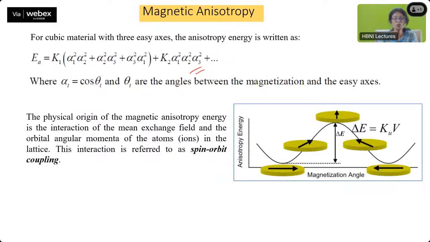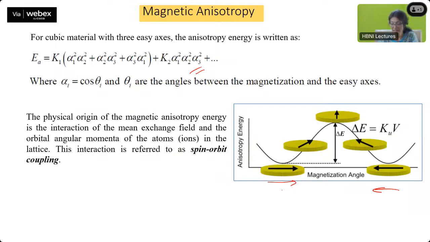What is the physical origin of this magnetic anisotropy energy? It is the interaction of the mean exchange field and the orbital angular momentum of the atoms or the ions in the lattice. This interaction is referred to as spin orbit coupling. So you have a magnetization angle in this direction, and it goes to the other direction, and while going from this to this direction it rotates, as you can see over here. Then some anisotropy energy is needed, and this delta E value is K_u multiplied by V.